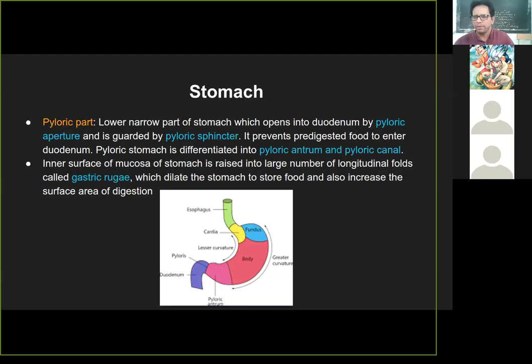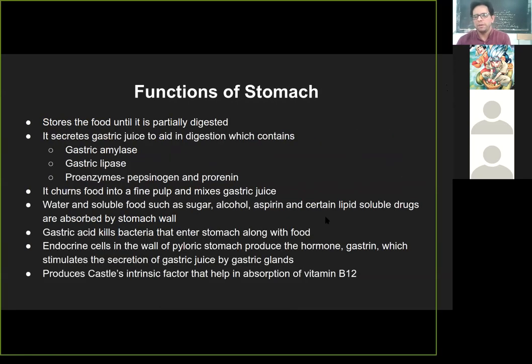Especially the structural aspects, what you need to remember is only the different parts, but those names are comparatively simple. Okay, so going forward with respect to the functions, you are very much aware of these different functions of the stomach, but to revise them, the stomach stores the food until it is partially digested. Now, how does it do that?